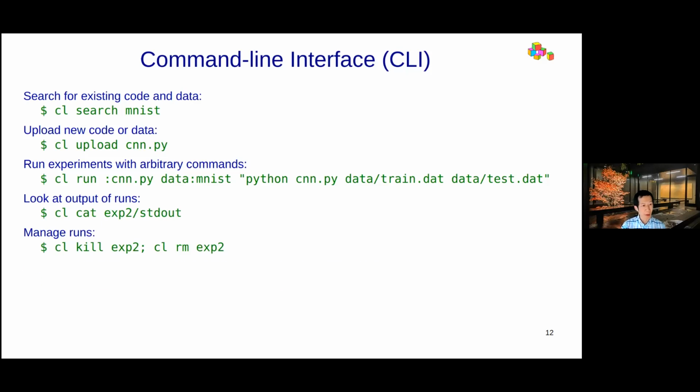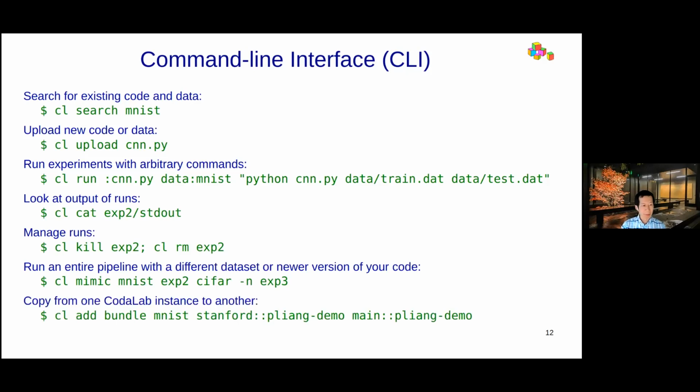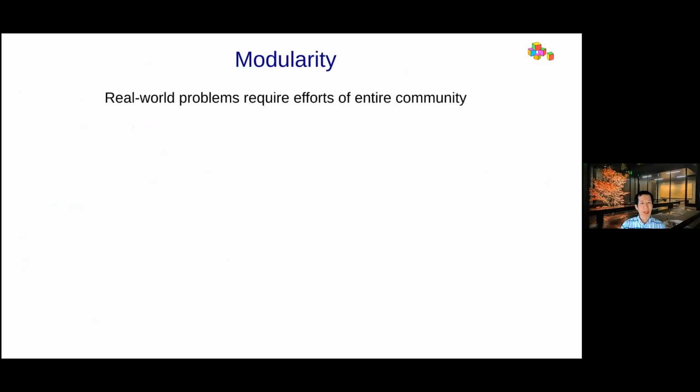You can remove them. And there's this really cool feature called Mimic, which I'll talk a little bit more about, which is one of the most powerful features of CodaLab, which allows you to replicate an entire pipeline. So if you have a new version of the code or data set, you can just mimic whatever you did with the existing code or data set and run it on the new one. And there's a notion that you have different CodaLab instances which you can copy between.